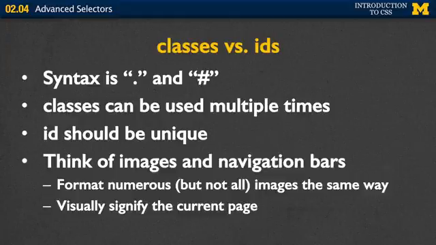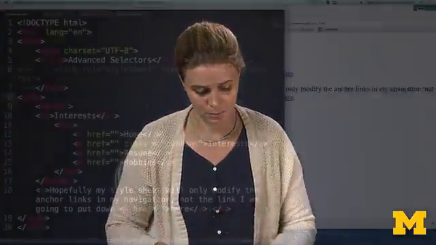So again, let's think of images and navigation bars. It's very common that you would want to format numerous, but not all the images the same way. And you would use classes for that. Where you might use an ID is, I'm sure that you've been at some places where on the web page you see the navigation bar and the page that you're currently on is styled just slightly differently. And that makes sense because you can only be at one page at a time, and that's why you might choose to use the ID.